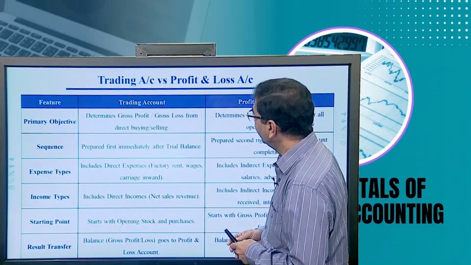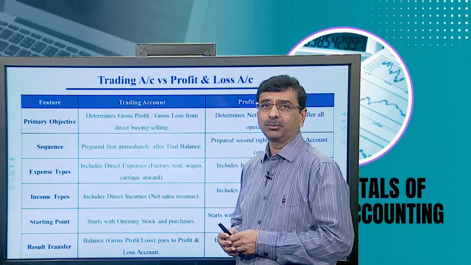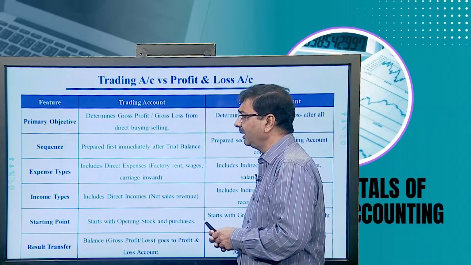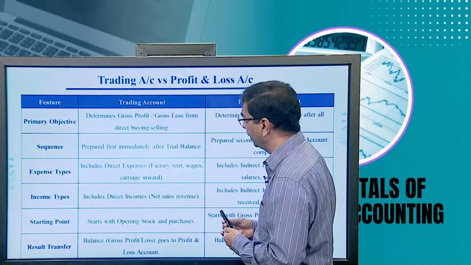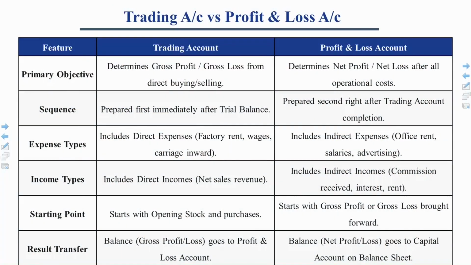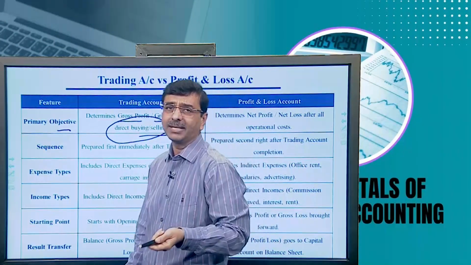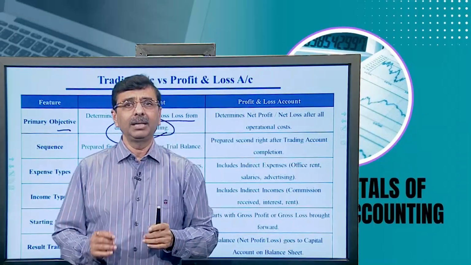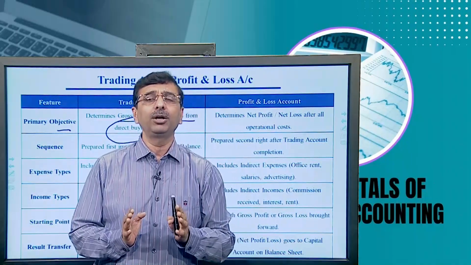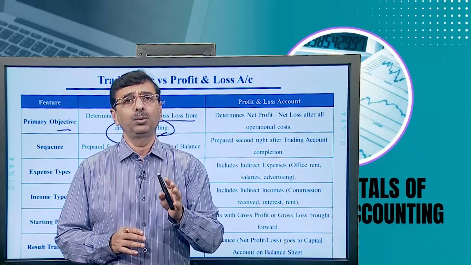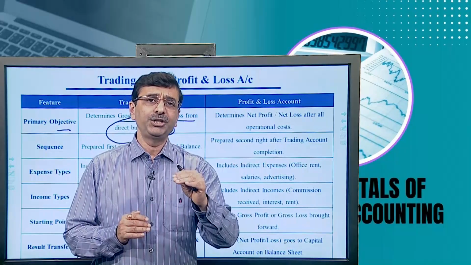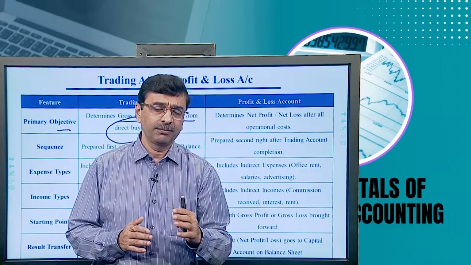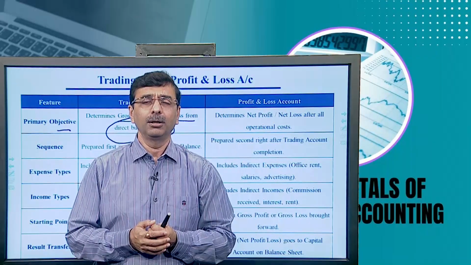Now moving to the next point, the difference between the trading account and profit and loss account. Now we'll see how the trading account and profit and loss account slightly differ from each other. The first is the primary objective: to determine the gross profit and gross loss from direct buying and selling, or you can say from the direct trading. Ultimately, the company doing trading as its main business wants to know the first primary condition of the company at the initial level, or after the first phase of the process of the company or enterprise.